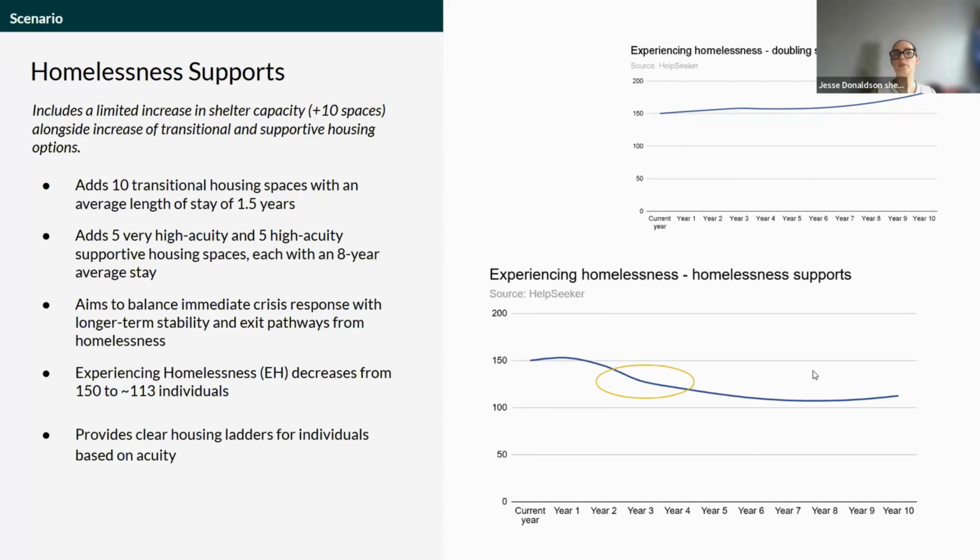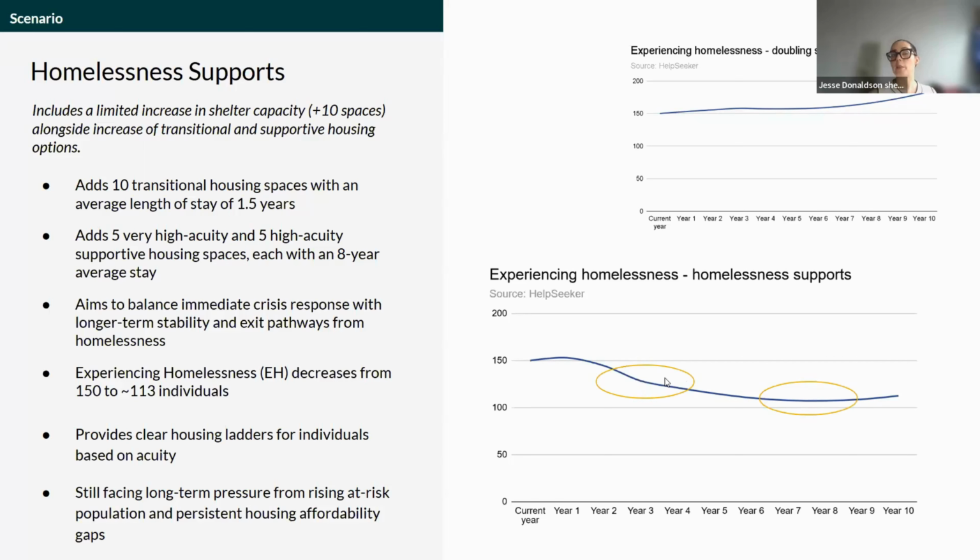So this provides the ladder for individuals based on acuity. So people with high acuity are getting into housing. That's what you're seeing there. But then what you're seeing here is because we haven't built that longer term, deeply affordable housing, as Centerville's population is going back up, we're starting to hit that curve back up.